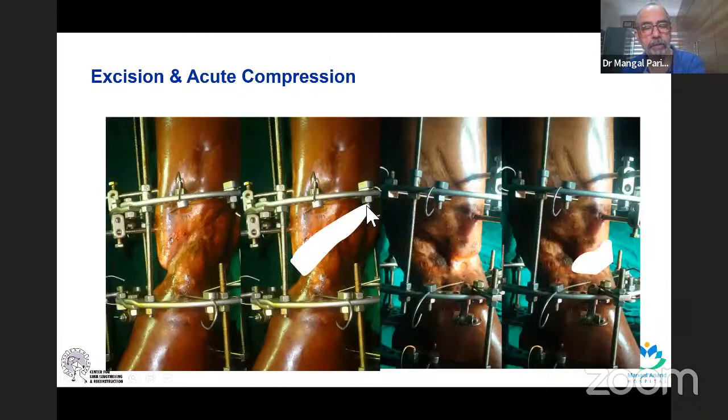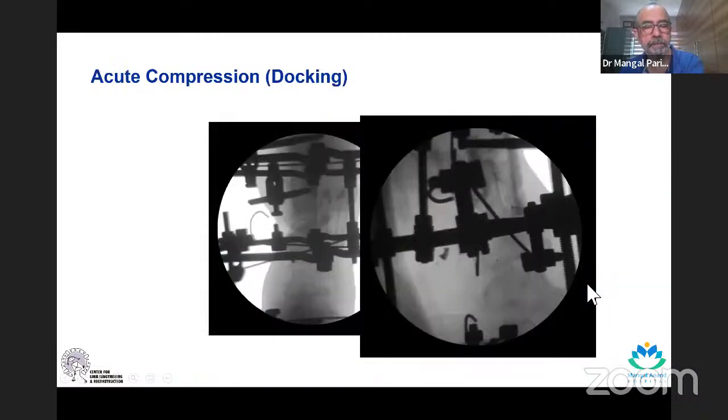So this is the amount of soft tissue that is planned to be excised, first of all because it's invaginated. Also, this is very thin, papery, poor quality soft tissue. That's on the AP and that's on the lateral. And then we do this acute compression.